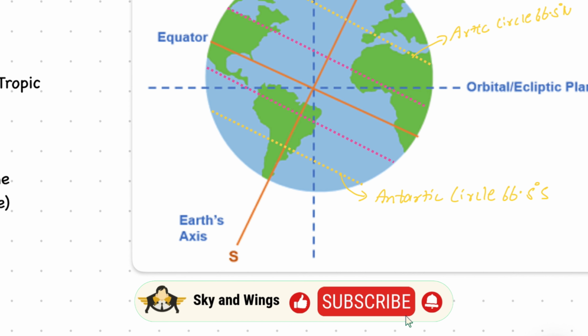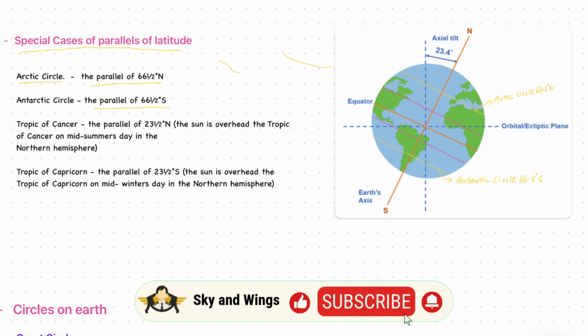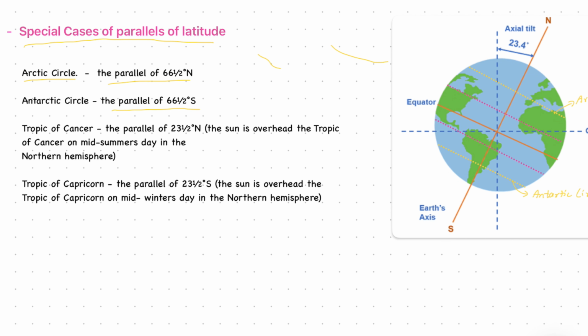Okay. Now comes the Tropic of Cancer, the parallel of 23.5 degree north. The sun is overhead at the Tropic of Cancer on midsummer's day in the northern hemisphere.